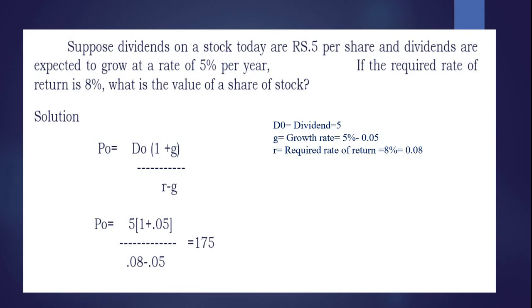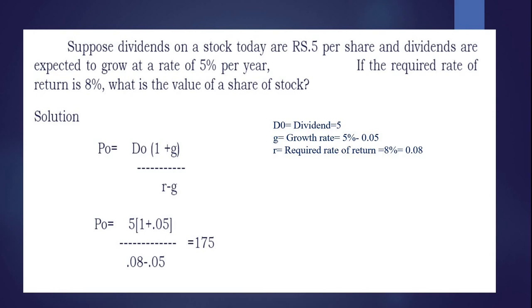Next, the bracket 1 plus g. What is g? We already know that g is nothing but our growth rate. So in the second line of the problem, they have clearly given that dividends are expected to grow at a rate of 5%. So how much is the growth rate? 5%. That 5% we convert into decimal for the calculation purpose. When we convert 5% into decimal, it becomes 0.05.